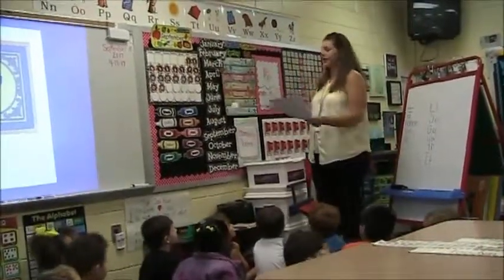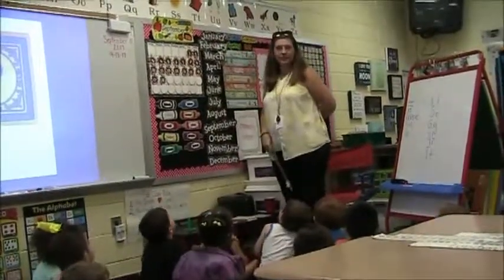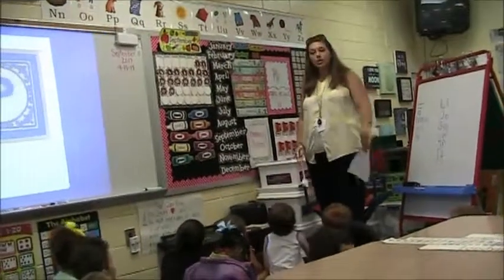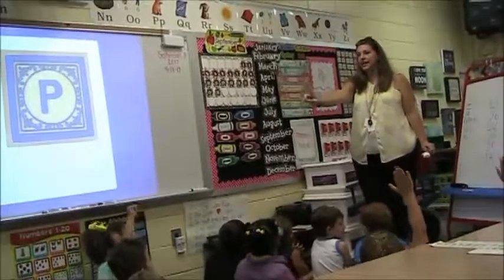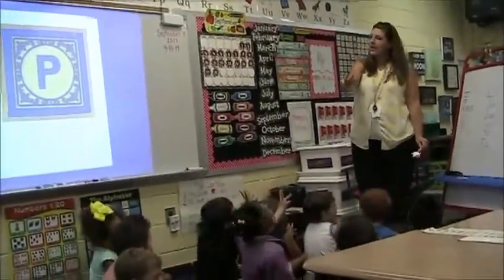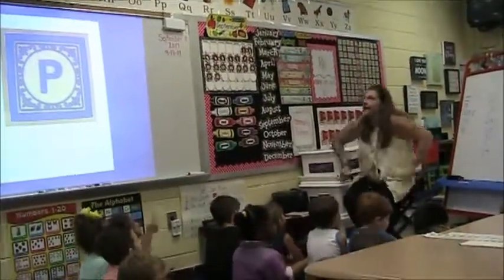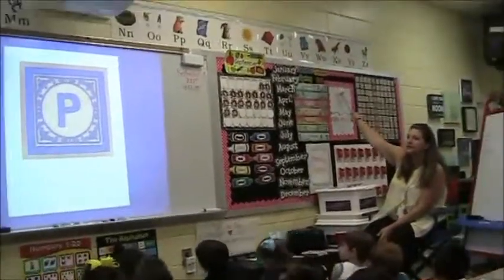All right, so let's look up here. What color are all the consonants? Black. What color are the vowels? Red. Who can name the vowels for me? Are you ready? Let's do our little dance. A, E, I, O, and U. Excellent. Now, I want you to turn your bodies where you can see our alphabet line.